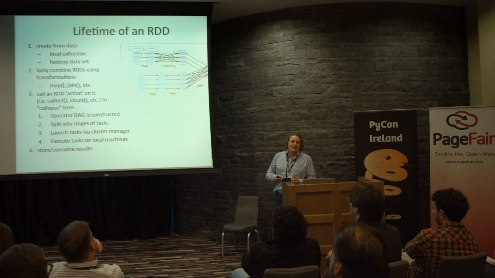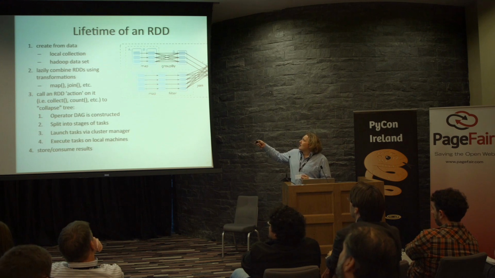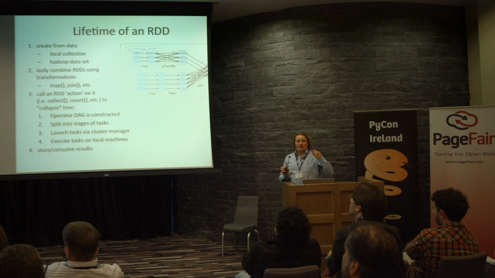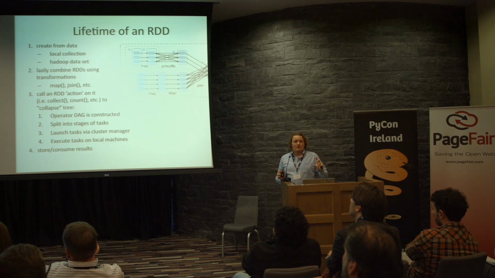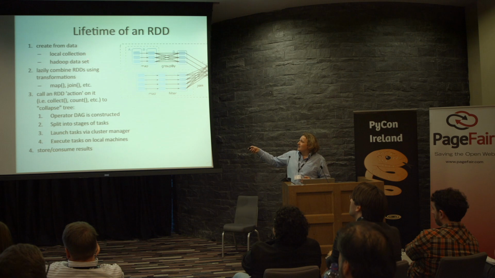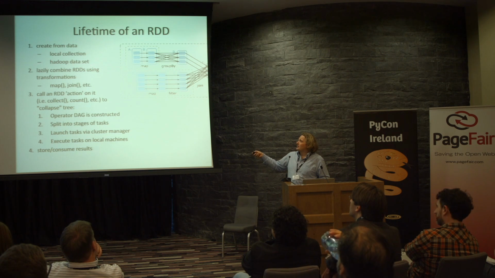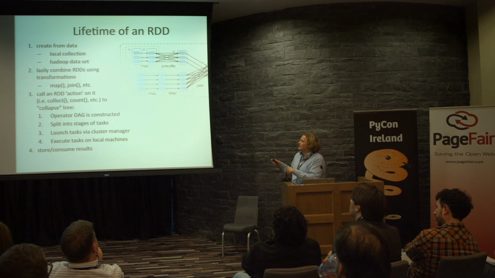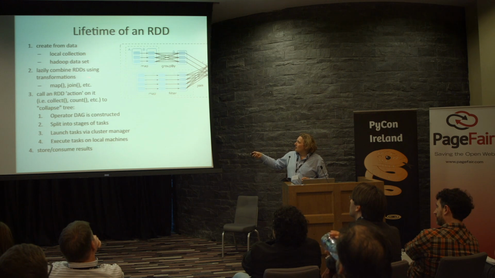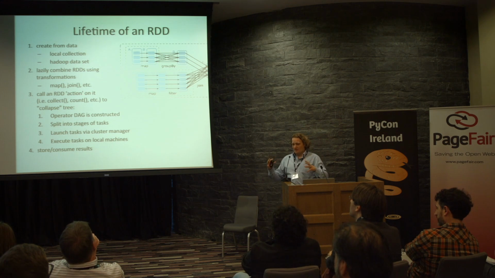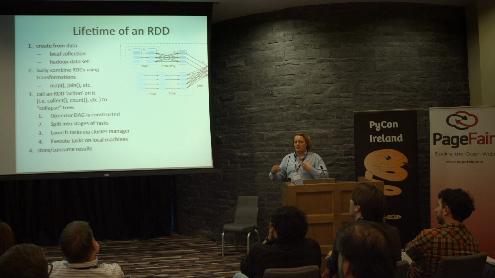And then, aware that my time is limited, just to give you an idea of the life cycle of an RDD. As I said, you can either create one from a local collection, and then it will have to be sent out if it's big, or you can create one from a Hadoop dataset that's already living on HDFS. Then you lazily combine the RDDs into a graph like this. At the end, you call an action on it, which triggers the tree to be evaluated and optimized and sent out. And then loads of things happen.